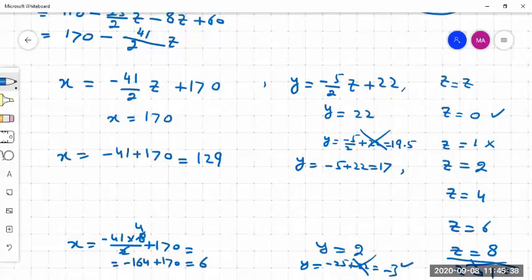So it works when z is 0, 2, 4, 6, and 8. So the number of solutions would be 1, 2, 3, 4, and 5. So the number of solutions is 5. So 5 solutions.